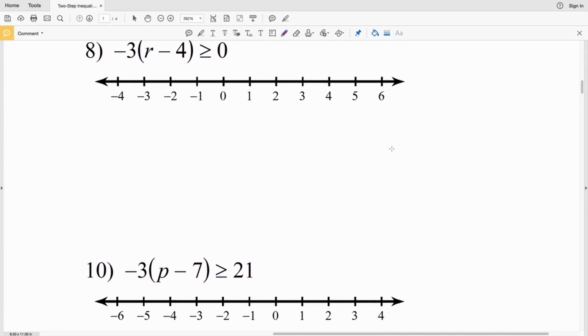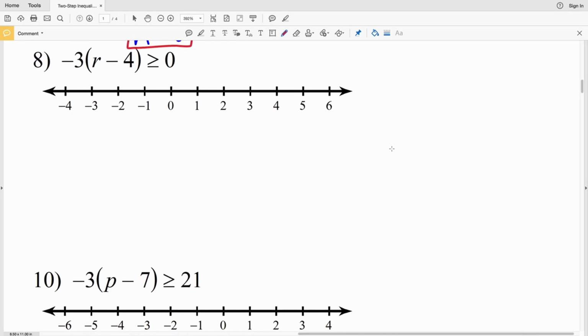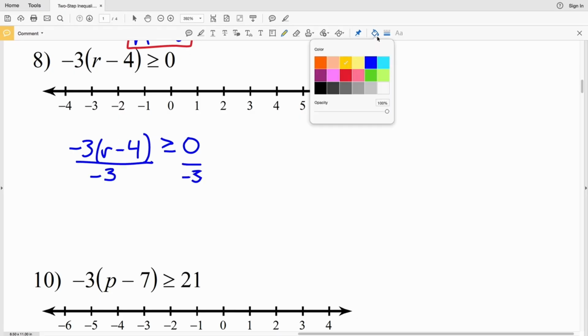Now on to the last problem in this video, and then in the next video I'll do the next 8 problems. So negative 3 times r minus 4 is greater than or equal to 0. I'm going to start by dividing by a negative 3. When I divide by a negative 3, I'm also going to have to flip the inequality sign.